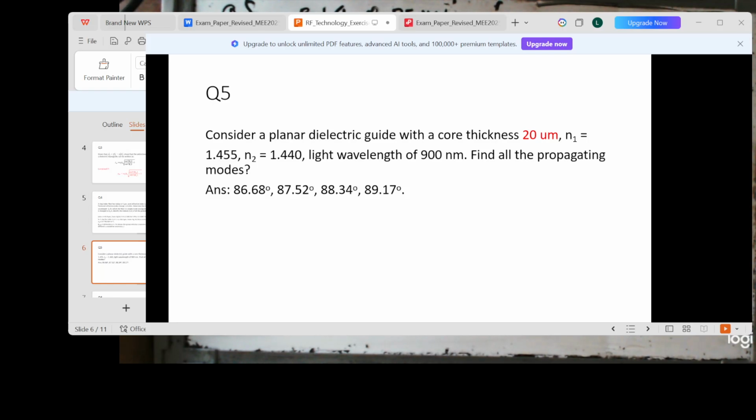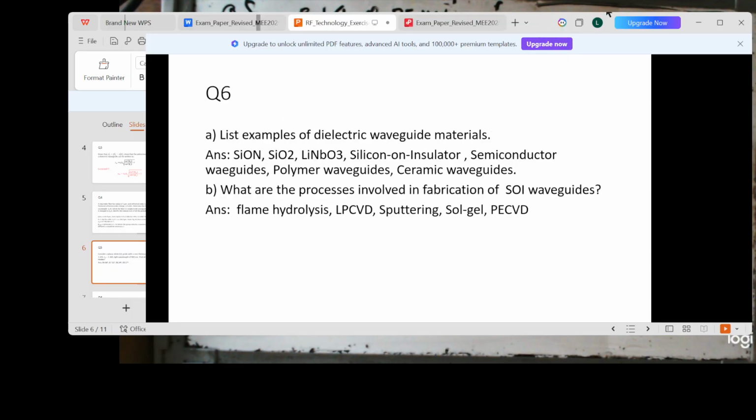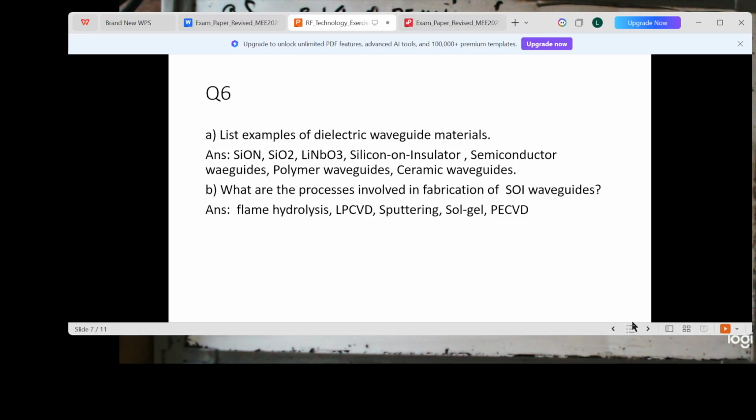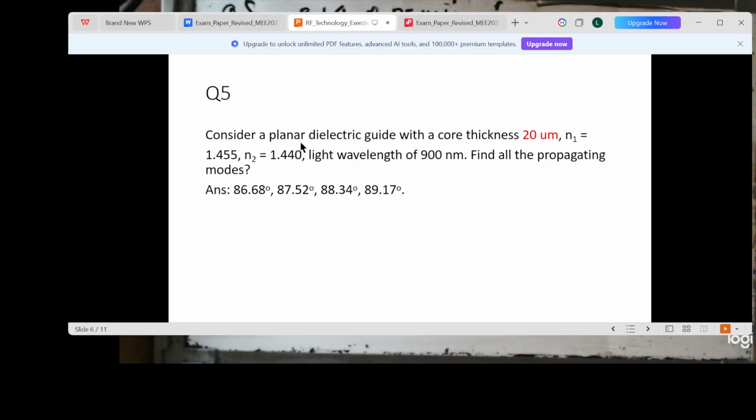Hello everyone. In this video, we are going to look at question Q5 of part 4 of our ROF homework exercise. According to the questions, we are given a planar dielectric waveguide with a core thickness 20 microns.